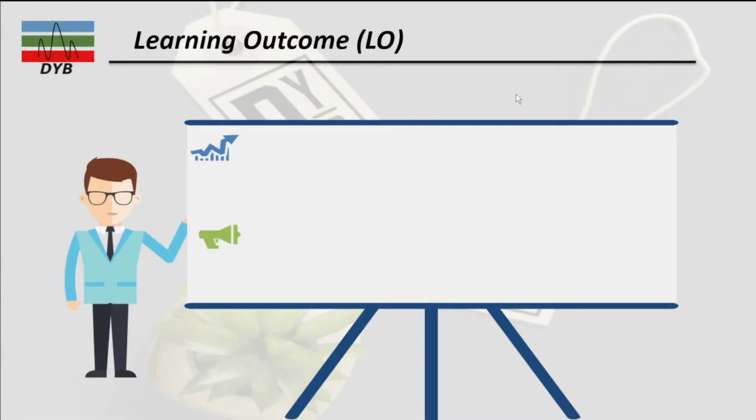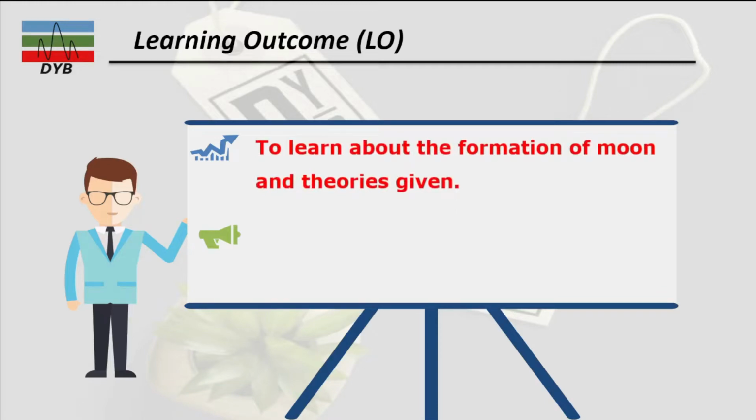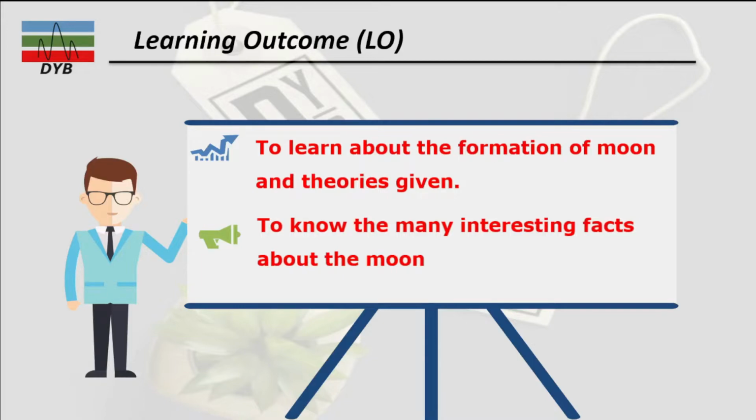So before starting the lecture, we have some learning outcomes for this chunk of lecture. The first learning outcome is to learn about the formation of the moon and the theory behind its formation. And the second learning outcome is to know many interesting facts about the moon, such as its atmosphere, temperature, and a lot of things we are going to discuss in this lecture.